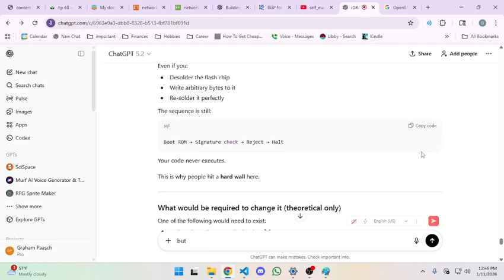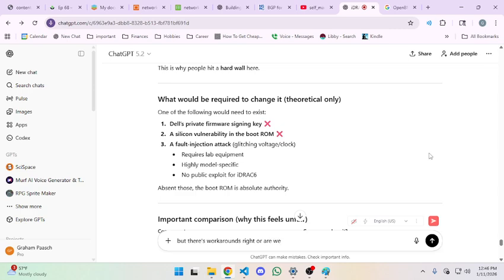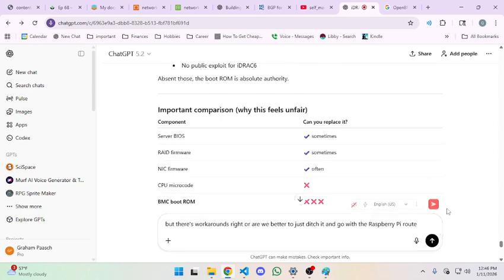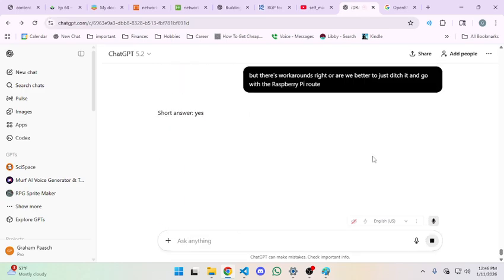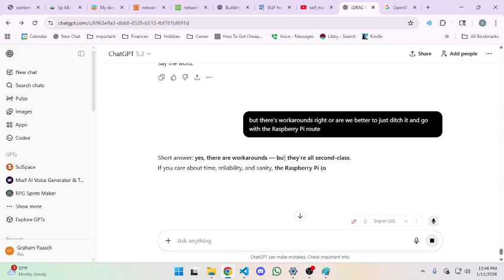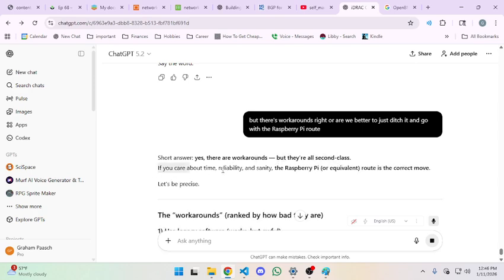But there's workarounds, right? Or are we better to just ditch it and go with the Raspberry Pi route? There are workarounds, but they're all second class. If you care about time, reliability, and sanity, the Raspberry Pi or equivalent route is the correct move. Yeah, I care about all those things.